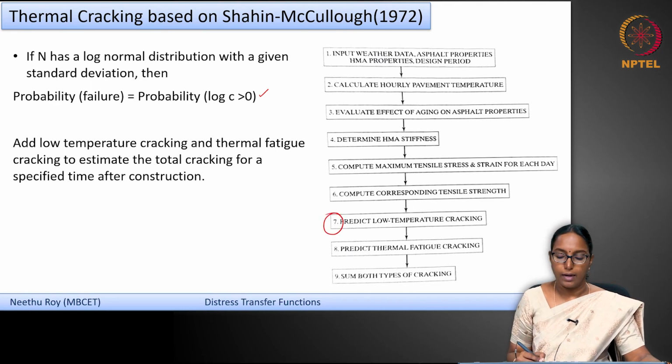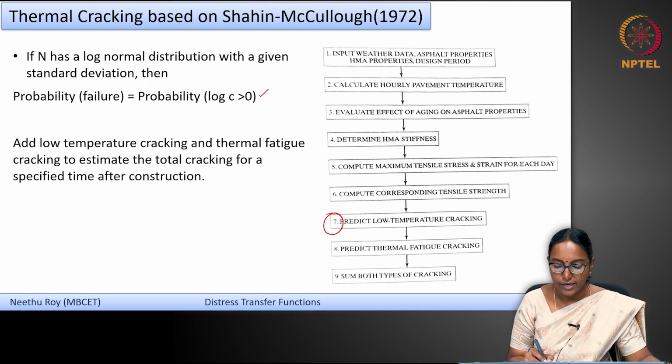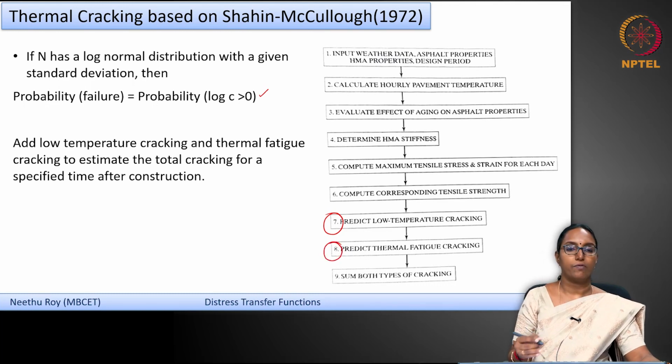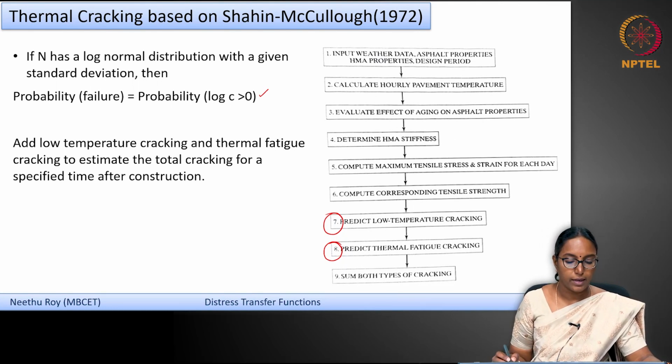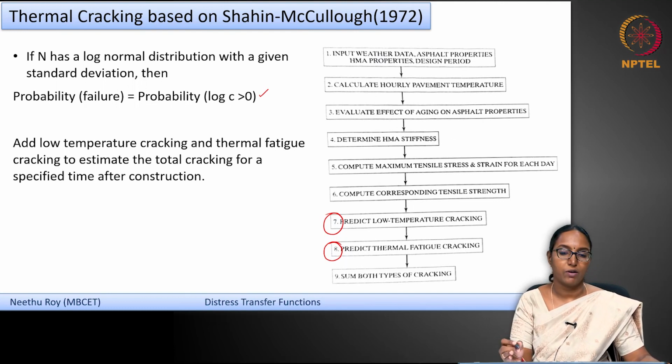So what we have done is that we have predicted the low temperature cracking, and you have also predicted the thermal fatigue cracking using the various approaches. Okay, now you can add these two, low temperature cracking and the thermal fatigue cracking, to estimate the total cracking in a specified time after construction, and see whether this is within the allowable limit or not, and whether the design is safe or not.